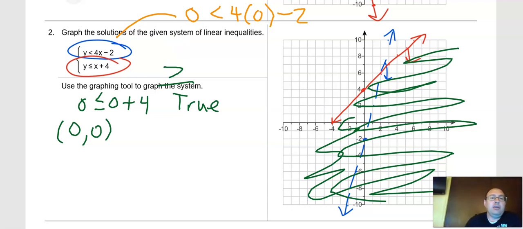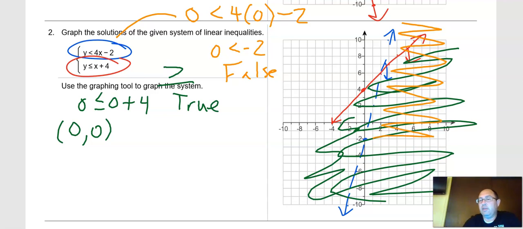Okay, and that would give me 0 is less than -2. That is a false statement, so that does not work. In other words, 0, 0 is not on the correct side, so we would want to shade below the blue line. Shading below the blue line gets me this. Obviously, you can see that it missed 0, 0, the orange part.